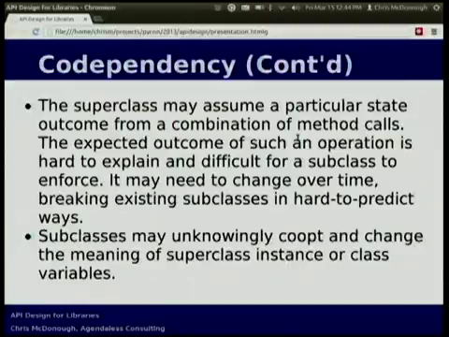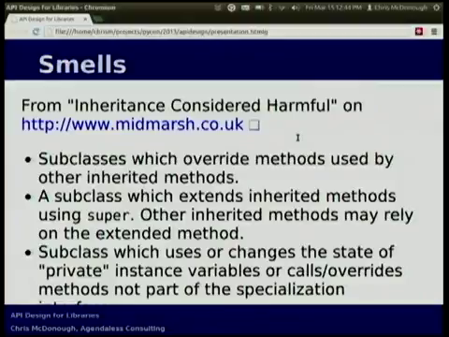So I'll skip this. This is more information about why that's bad. But here are some smells, if you're writing code and inheriting from framework classes, that might make you think harder. Subclasses that override methods used by other inherited methods. So you override a method in a subclass, but that method is then used by the superclass. Particularly when it influences state, that is often kind of a smell.